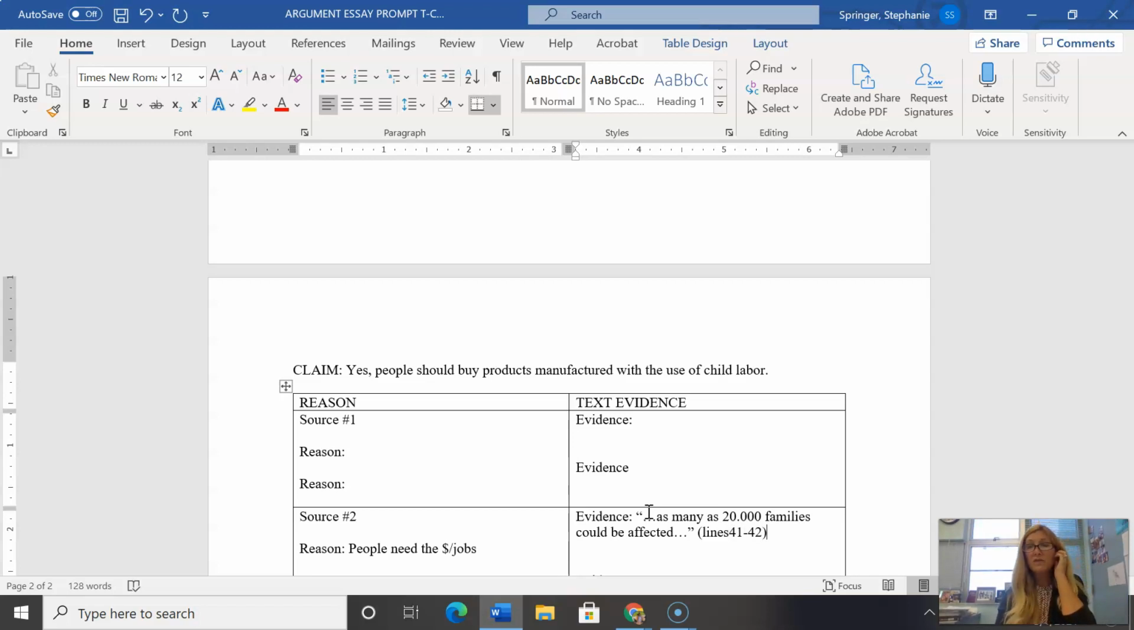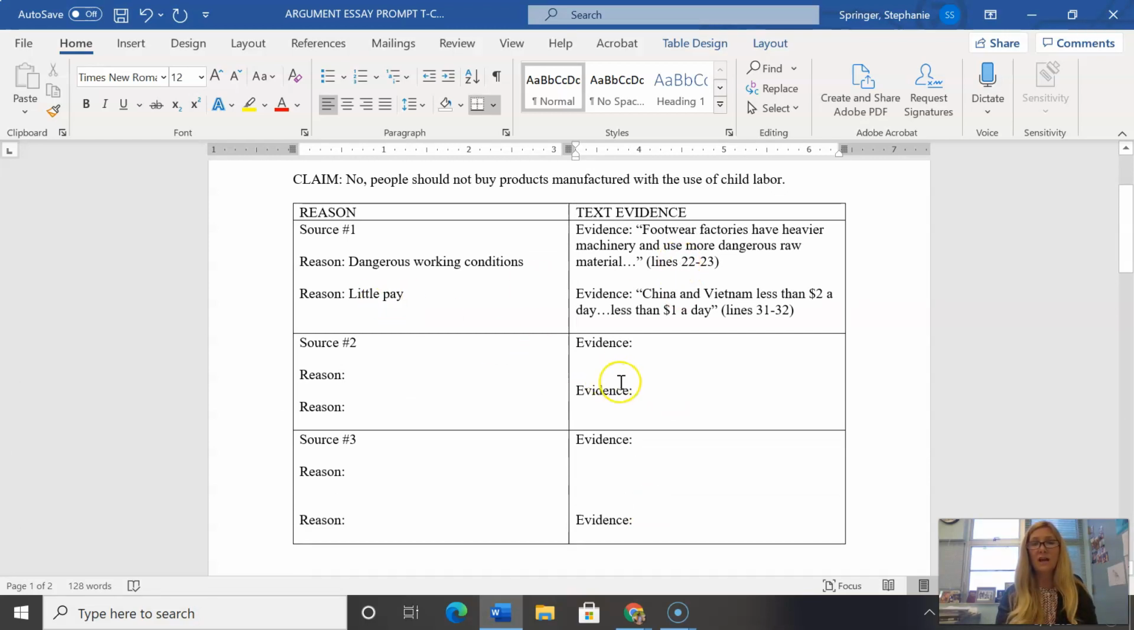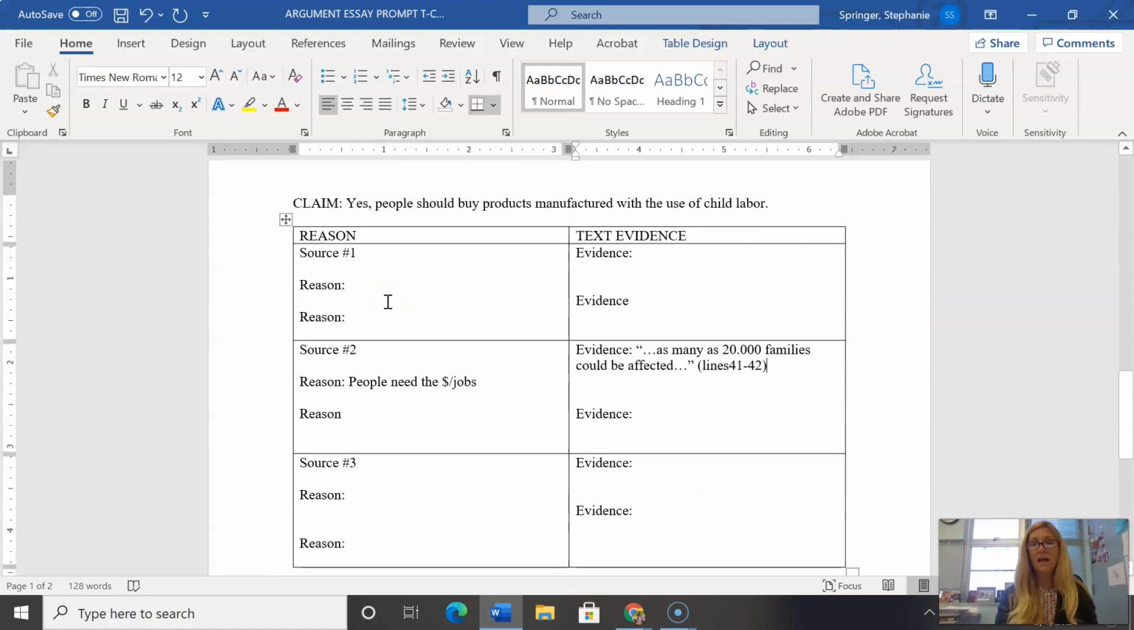All right, so again, what you guys want to do is you want to make sure that you are reading back through all 3 sources and you are finding out evidence and reason, evidence, reason for no and yes. This is the first step into creating graphic organizers and outlines for our argument essay.